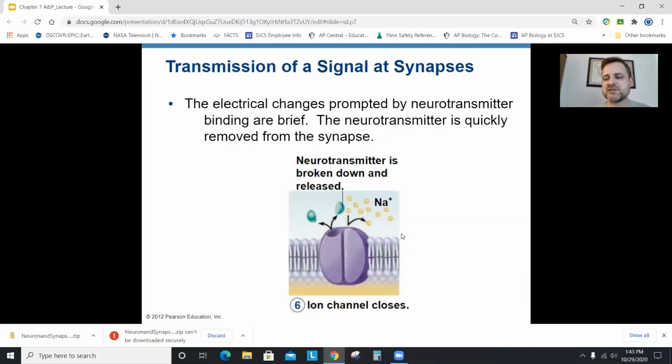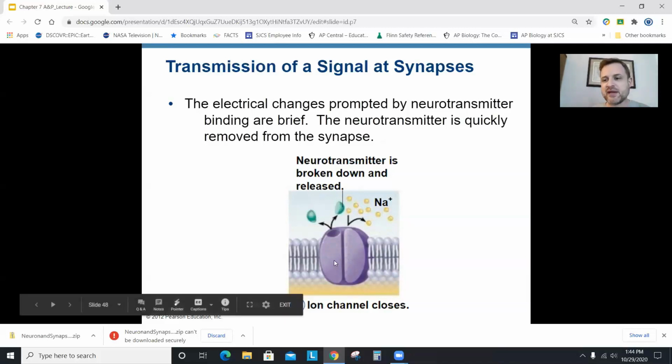Now, if the neurotransmitter were there forever, there'd be no way of turning off the signal. Eventually, the neurotransmitter gets broken down and gets reabsorbed by the presynaptic neuron, and if it's not there anymore, the sodium gates close and the signal stops.